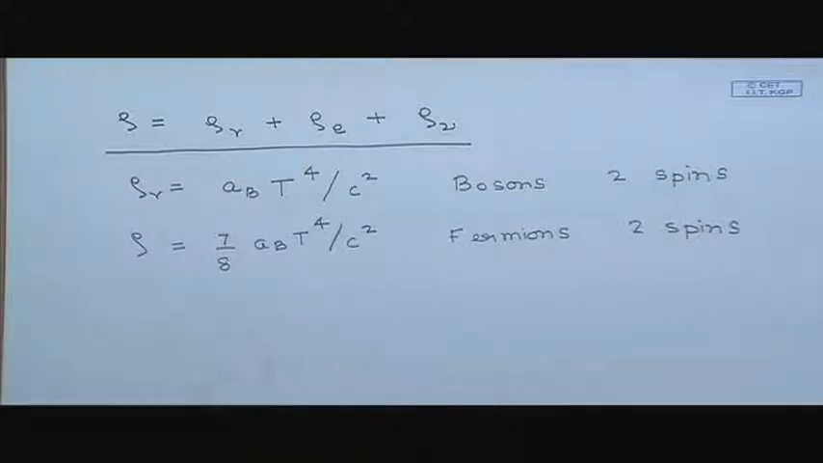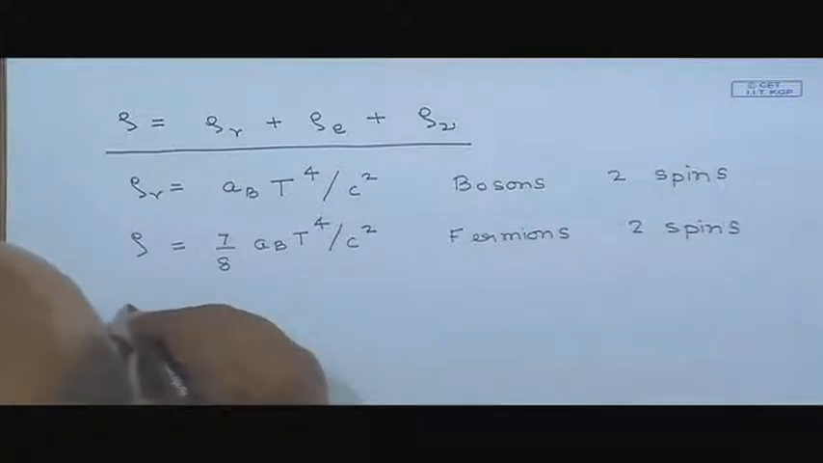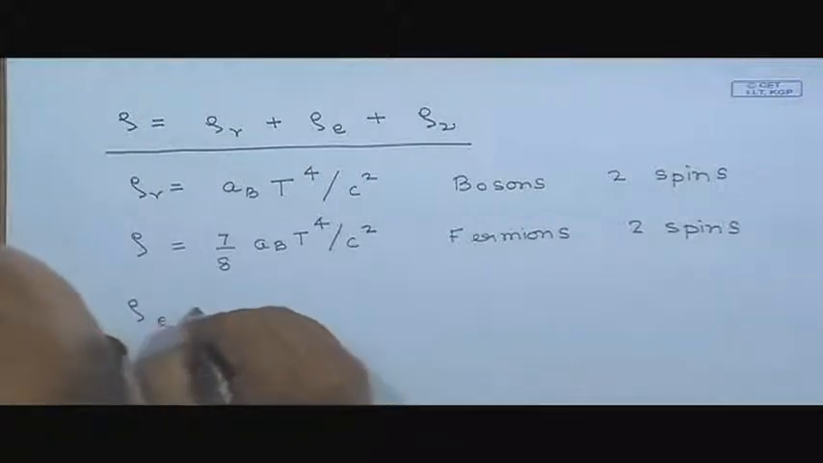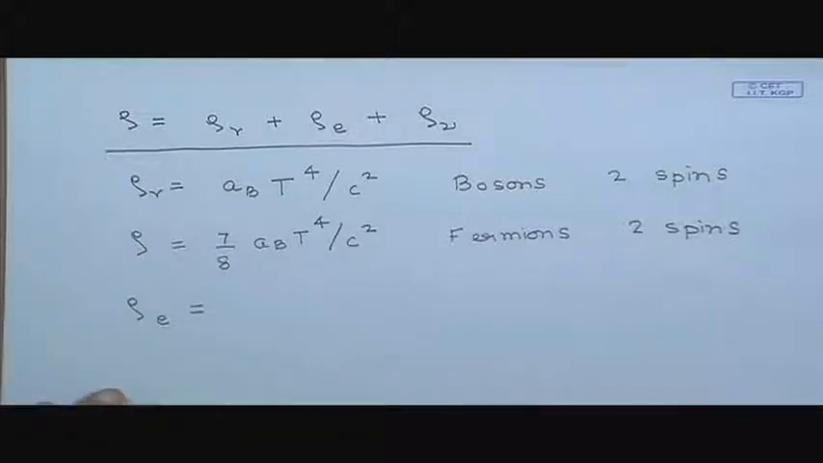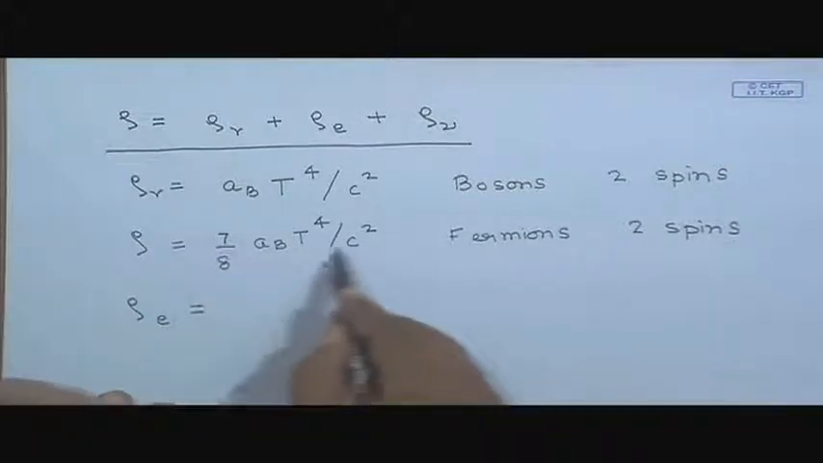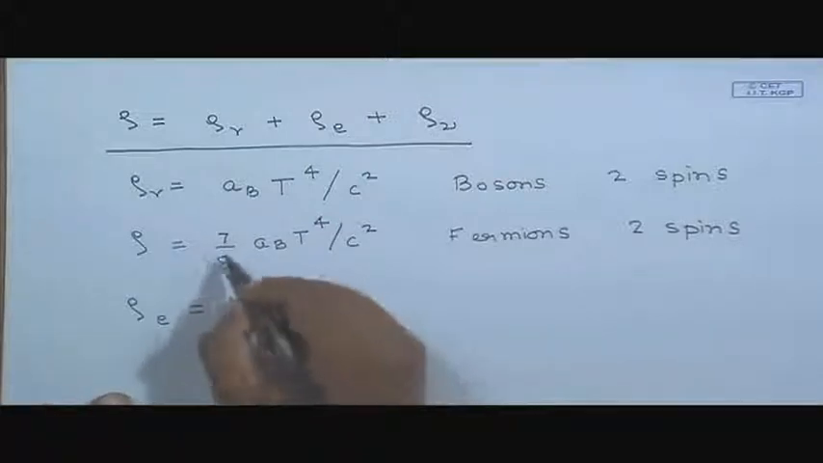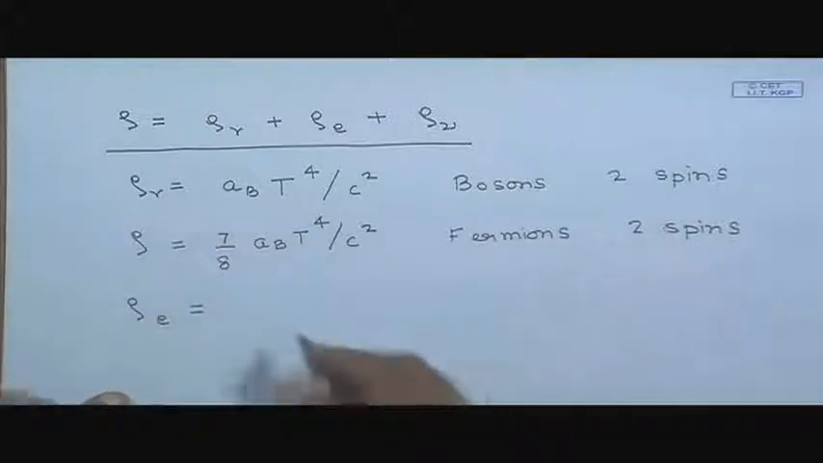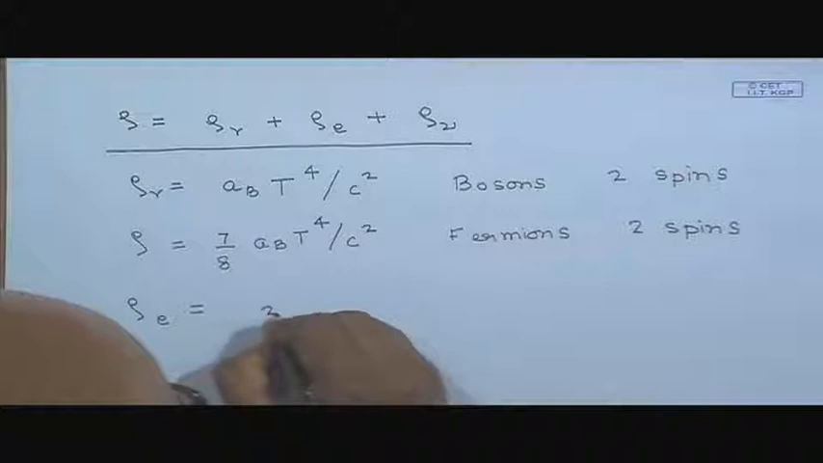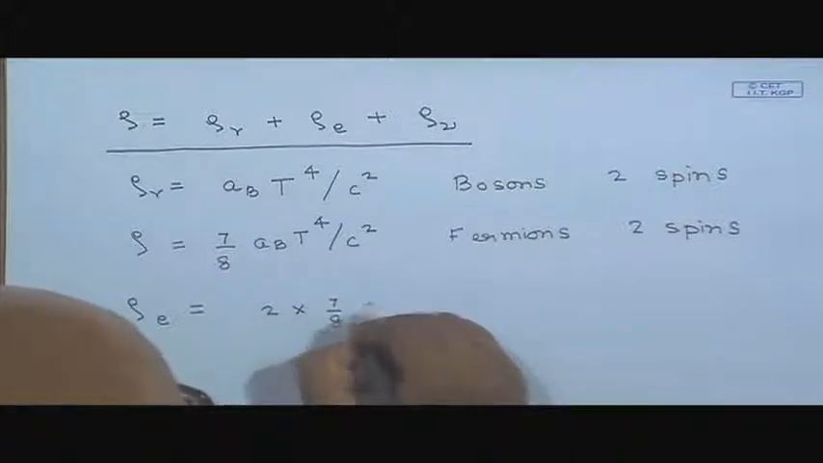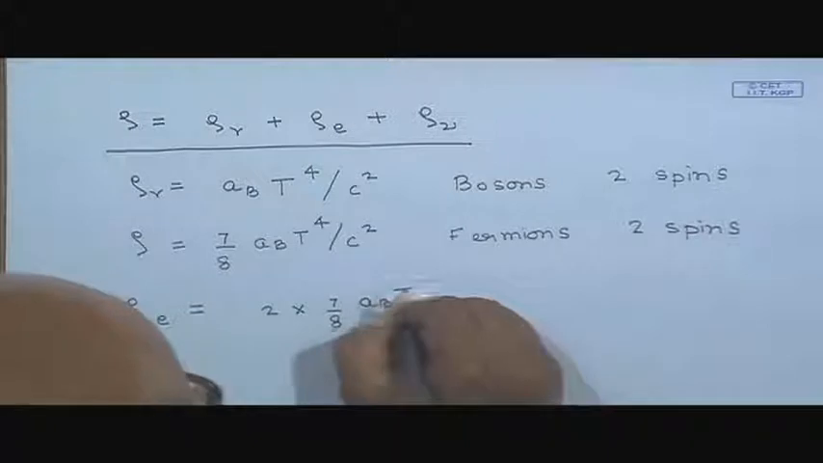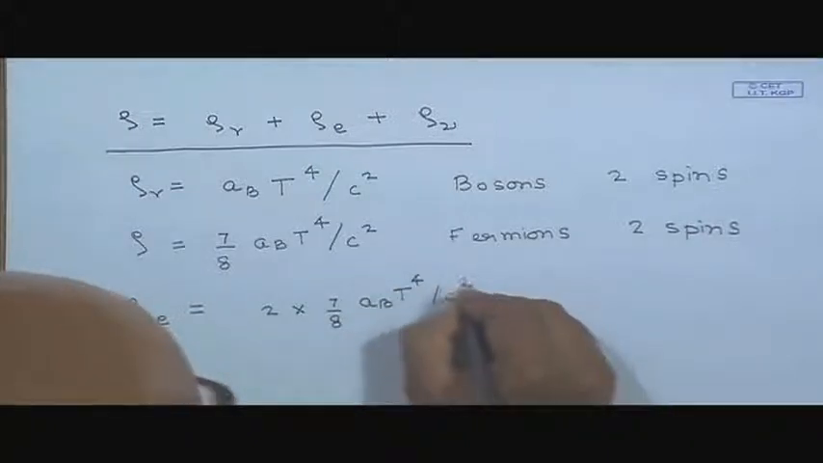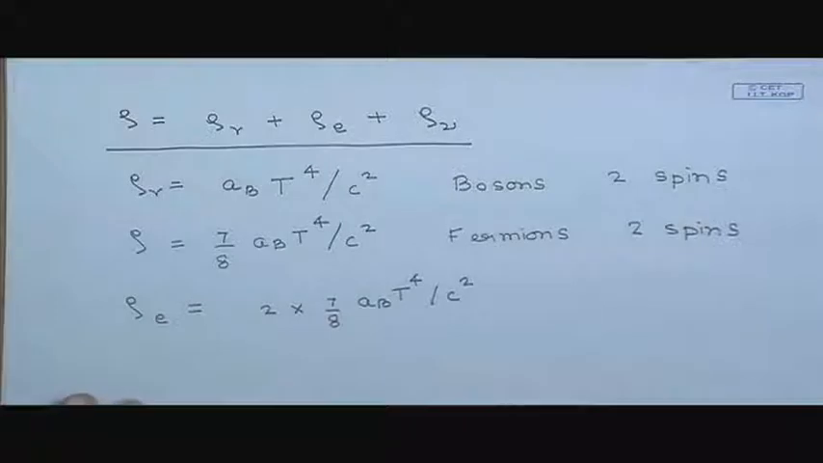The electrons, we know, have 2 different spins. So, for the electrons the energy density is given by this much. For the positrons also the energy density is given by the same thing, both electrons and positrons have 2 spins each. So, we have 2 times 7 by 8 a_B T to the power 4 by c square for the electrons and positrons.